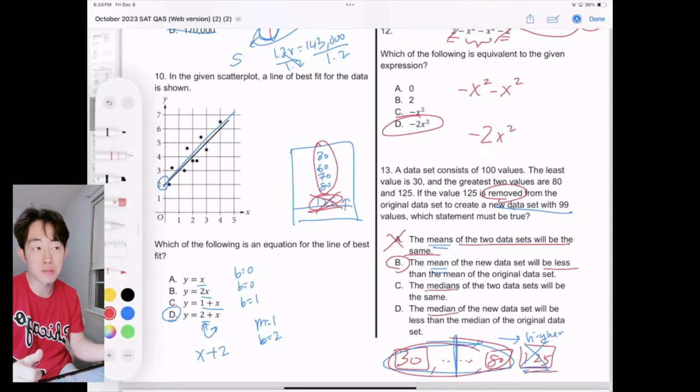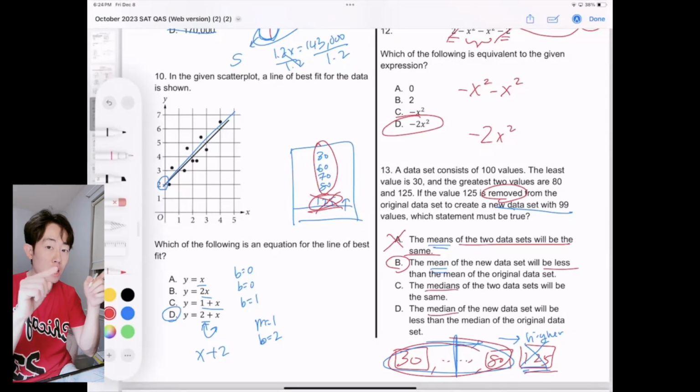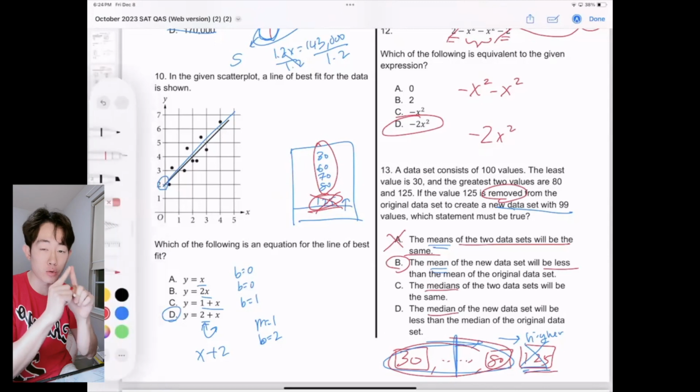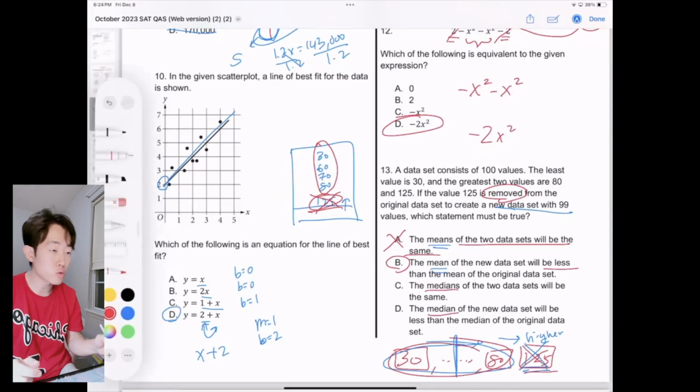Why do we not care about the medians? The median is crossing out one by one and figuring out the middle number. The 125 counts as just one number on the right-hand side.